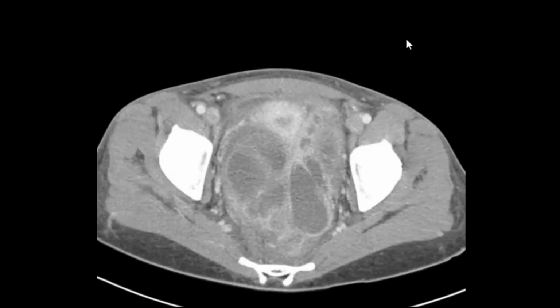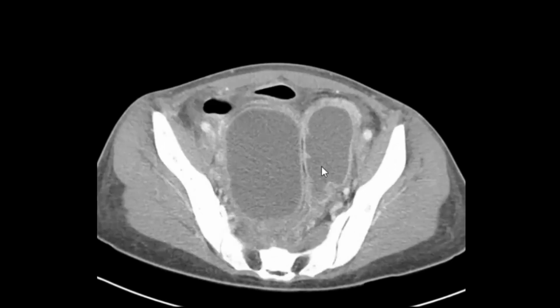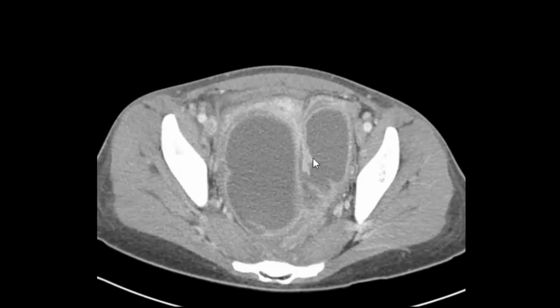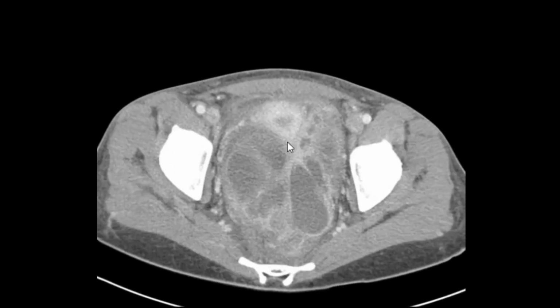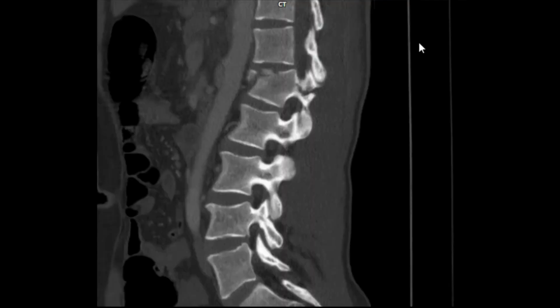This is a case of a tubo-ovarian abscess. We have a multi-septated rim-enhancing mass within the pelvis. This is an example of a Chance fracture involving all three columns of the spine. This is an unstable fracture.